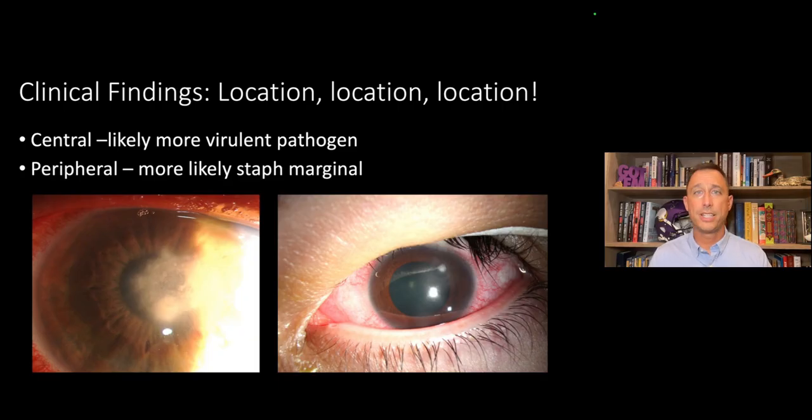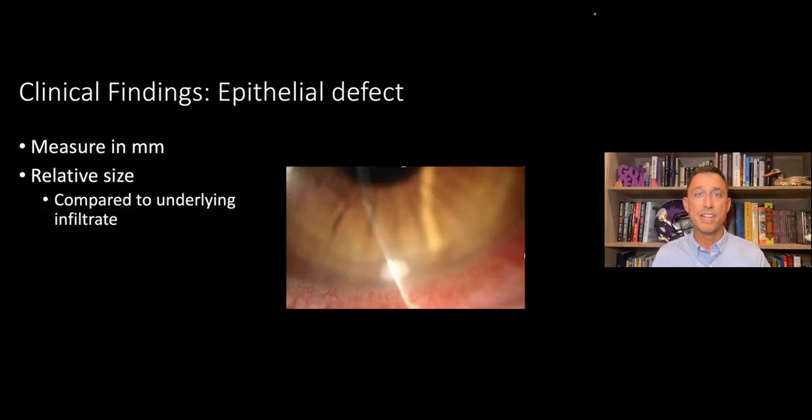There's no lymphatics there. There's no blood vessels there. I don't care what kind of lesion it is. If you see a central lesion, it's infectious until you prove otherwise. It's more likely virulent. Or if it's peripheral, it's more likely staph related, more inflammatory related. So the location matters so much. Central, infectious until proven otherwise. Peripheral, more likely to be inflammatory.